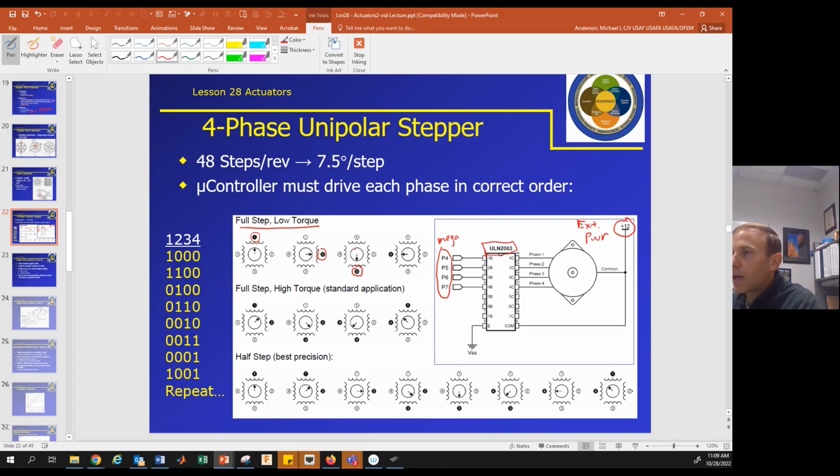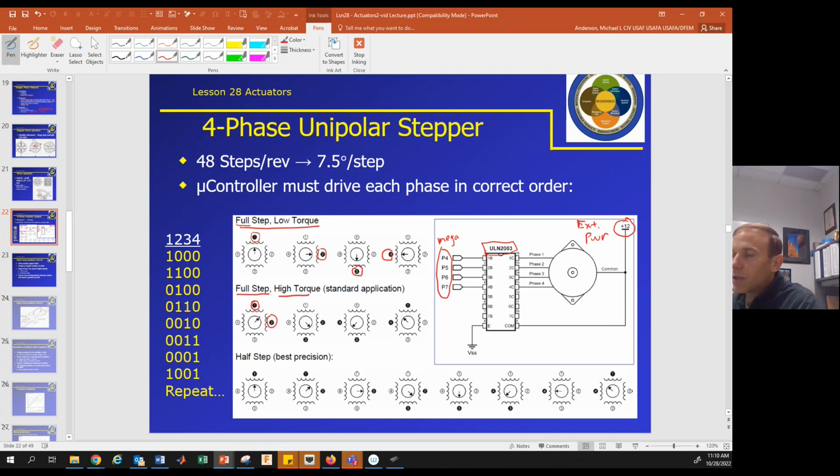And so if we keep repeating this pattern, we see we can move around the rotation of the motor in 4 steps. Okay, so these we call full steps, but low torque. Now we can do something different where we still have full steps, but we have high torque by turning on 2 phases at a time.